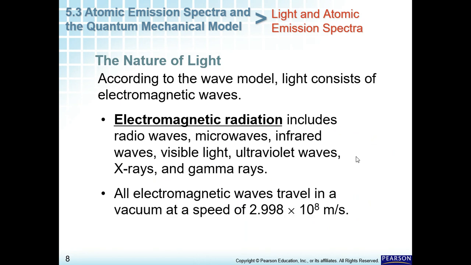So that brings us to what counts as light. Light actually consists of electromagnetic waves. There are different types of electromagnetic waves, and we call this electromagnetic radiation. This includes radio waves, microwaves, infrared waves, visible light, ultraviolet waves, which you probably know as UV radiation, that's what gives you your sunburns, X-rays, and gamma rays. No matter what waves we're talking about, all of them travel at the speed of light in a vacuum, which is 2.998 times 10 to the 8th meters per second.